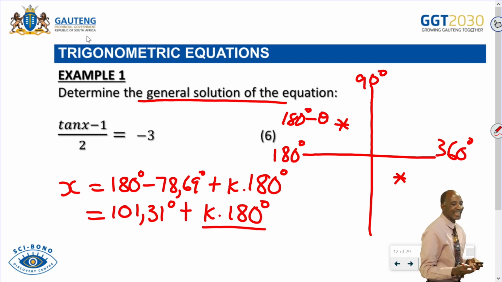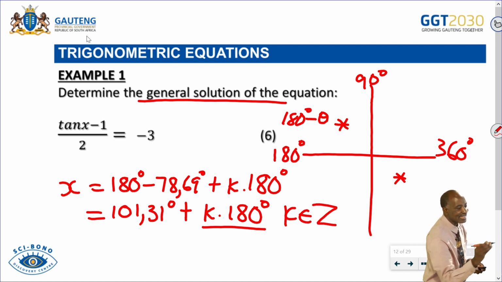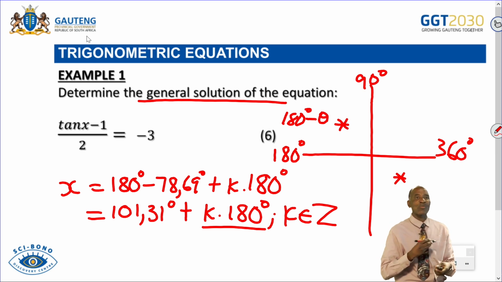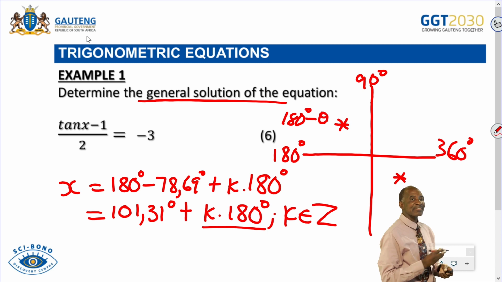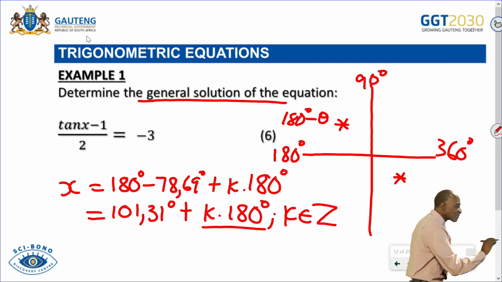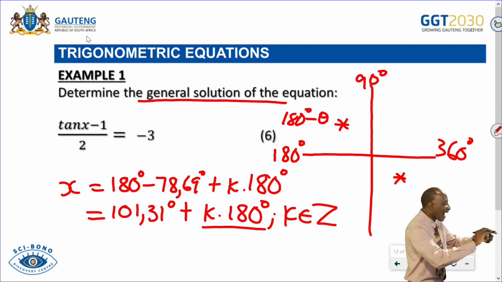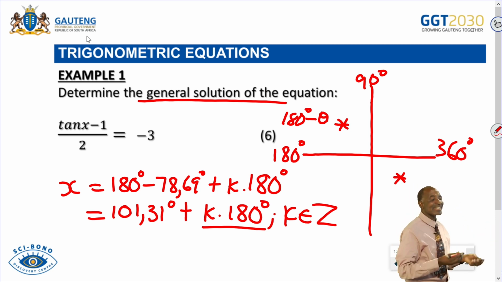Why do we add k times 180 degrees, for k an element of the integers? Why do we add that? This is the period of the tangent graph. It keeps on repeating itself after every 180 degrees. So the statement that we see right now is called a general solution. All answers are in this statement. It now depends on which answers you want.